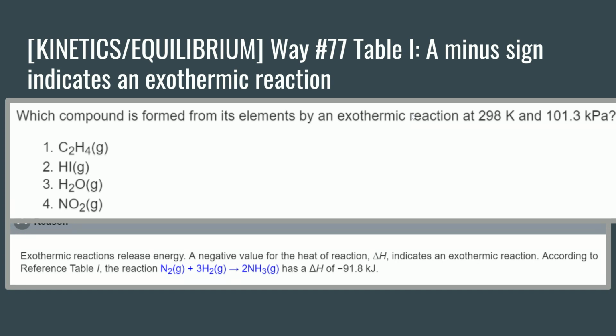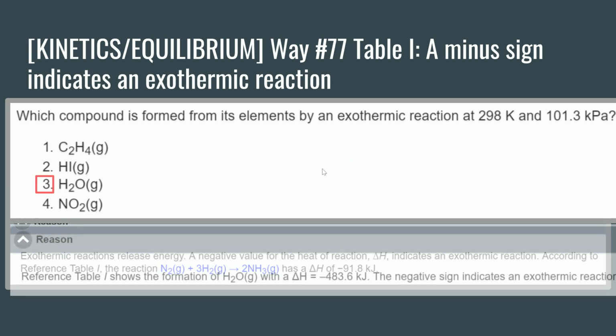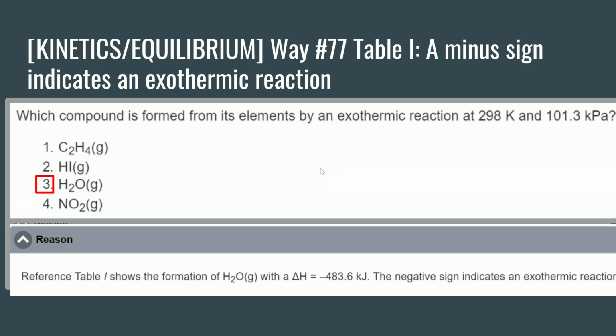To determine if a reaction is exothermic, all we have to do is consult Table I and figure out which one of these is a product in those equations and is exothermic, meaning this is a product, and the delta H value is negative. And you'll find that the only value that corresponds to is answer choice 3.